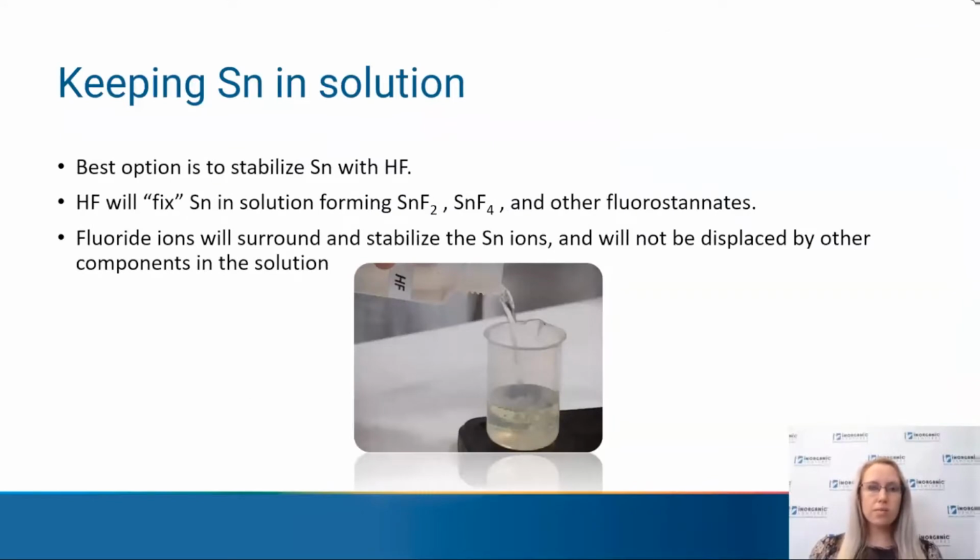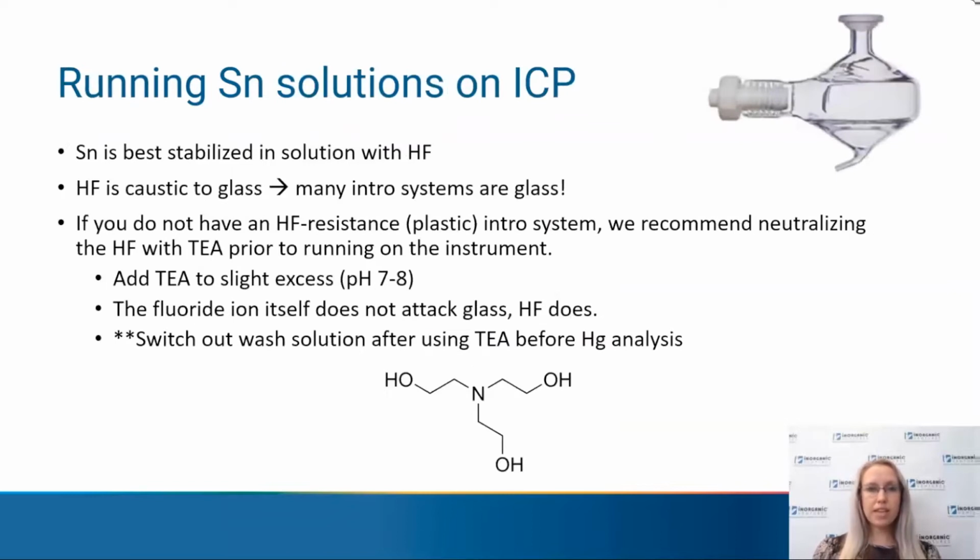The best option for keeping tin in solution is to just stabilize with a little bit of HF. The hydrofluoric acid is going to fix the tin in solution and prevent any type of hydrolysis or oxidation from occurring. This brings us to analyzing your tin samples on your ICP. As we mentioned, tin is going to be best stabilized in hydrofluoric acid. However, HF is caustic to glass components, which many intro systems are composed of.